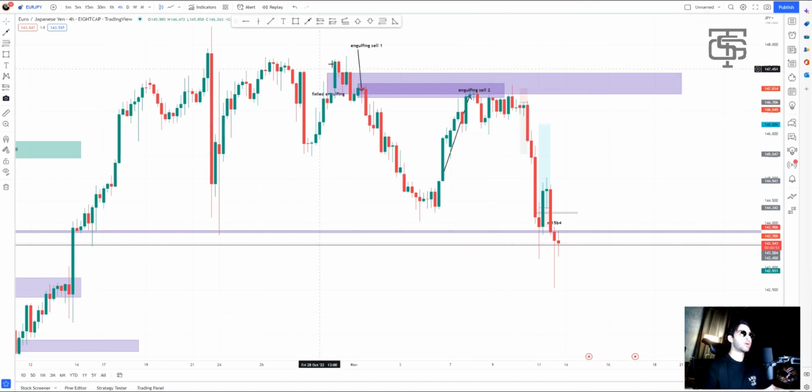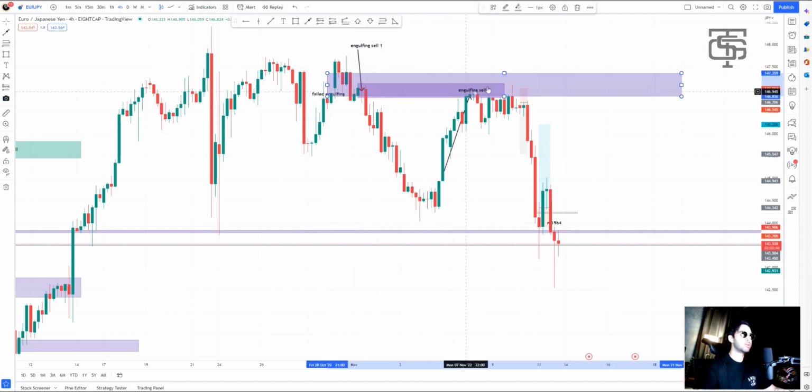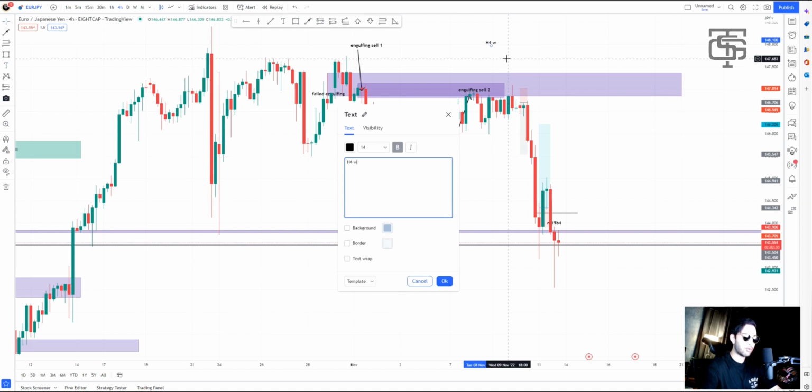So what would I do right after the creation of a setup? We have the failed engulfing over here, the engulfing number 1 over here, and the engulfing number 2 over there. That means we have created a sell setup on the current time frame, which is H4. So on H4 we have identified a sell setup.